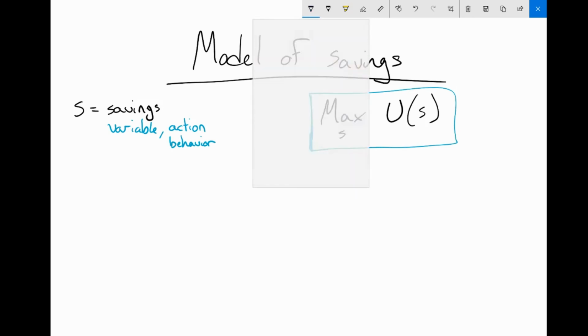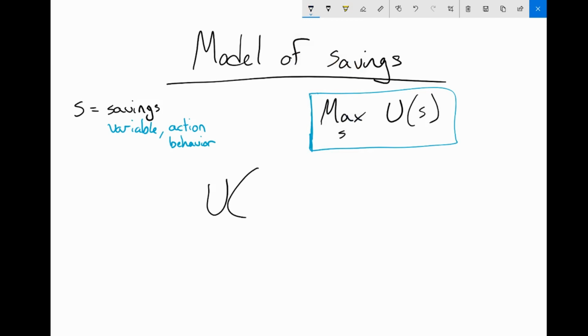Okay. Well, how do we do this? Well, first we need to recognize our utility function is dynamic. So let's set up a utility function just like the one we did before. All right, so utility of consumption in year 1 plus discounted utility of consumption in the future.